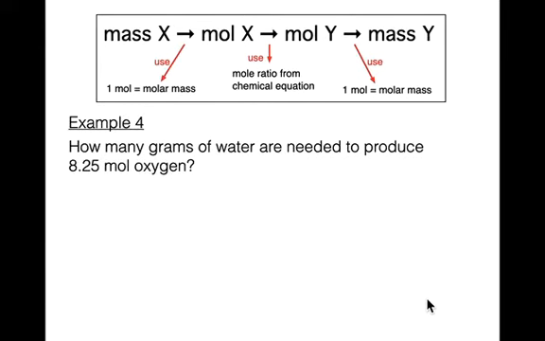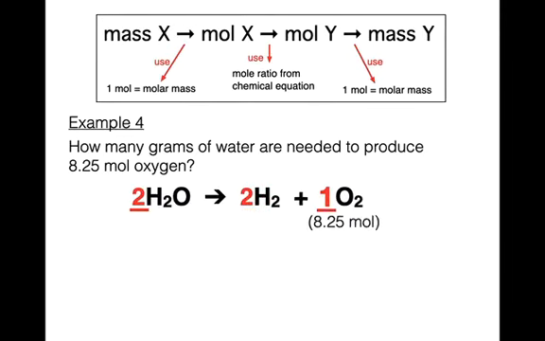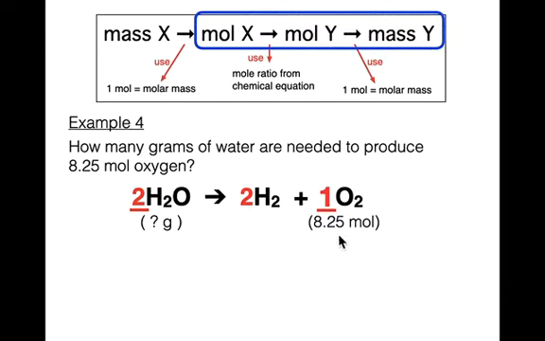How many grams of water are needed to produce 8.25 moles of oxygen? So again, our balanced equation, summarizing the values that they give us. We're given a number of moles of oxygen and we want to know how many grams of water. So we're starting here. Moles of oxygen convert to moles of water to mass of water.